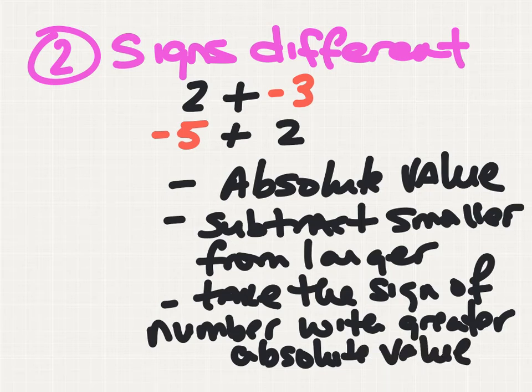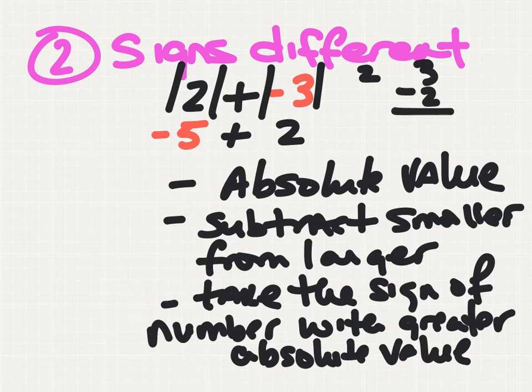So for example, what's the absolute value of 2? Well, that's 2. What's the absolute value of negative 3? Well, that's 3. Subtract the smaller from the larger, so 3 minus 2 gives me 1. Take the sign of the number with the greater absolute value. Which number had the greater absolute value? Well, negative 3 did. Negative 3's absolute value was 3. So therefore, my sign comes from negative 3. So my solution is negative 1.